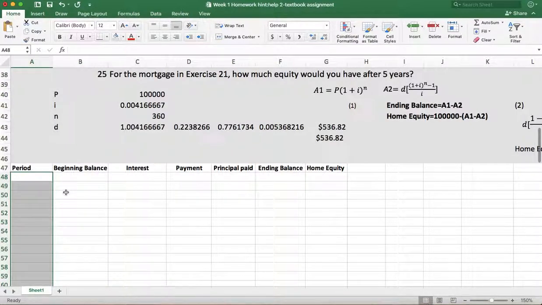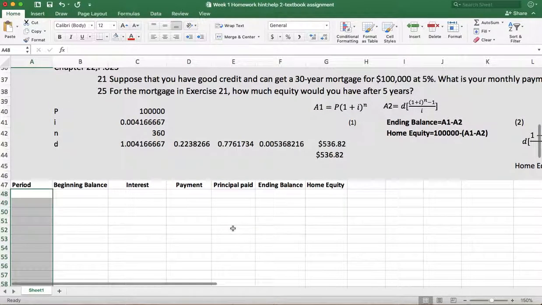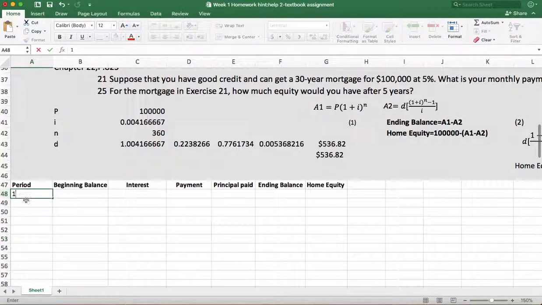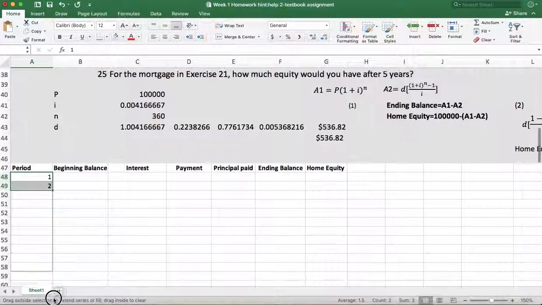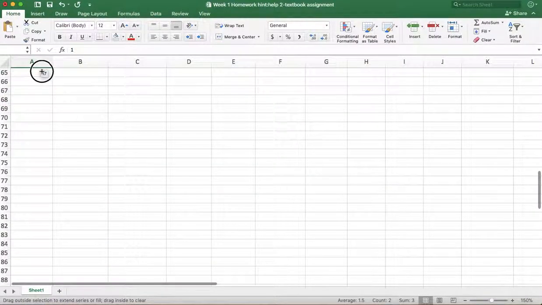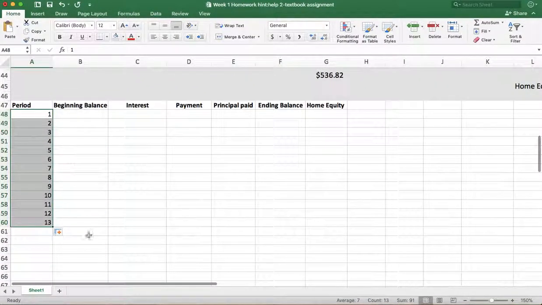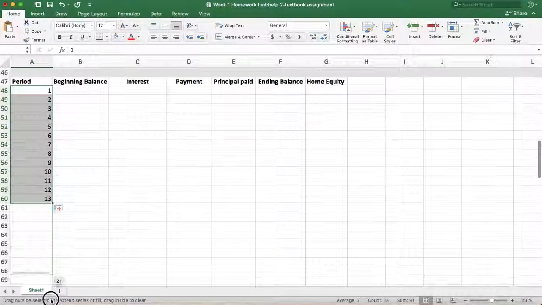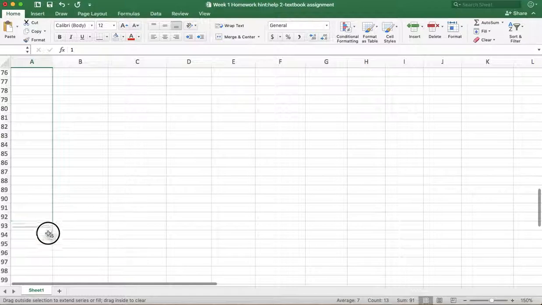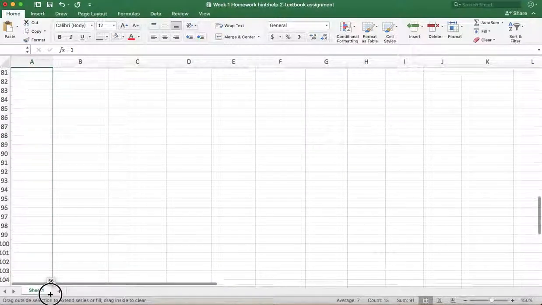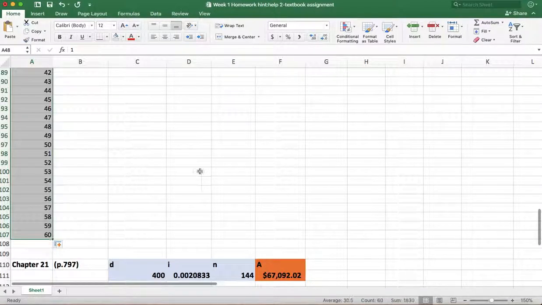Okay. 5 years means 60 periods. Type 1, type 2, and then choose 1 and 2 and just drag down, because 60 is not a big number. Oh, what happened? Oh, made a mistake. We need to go to 60.